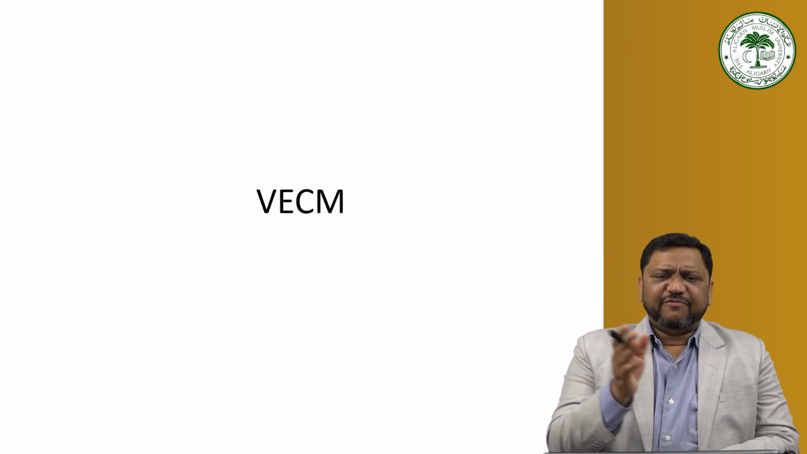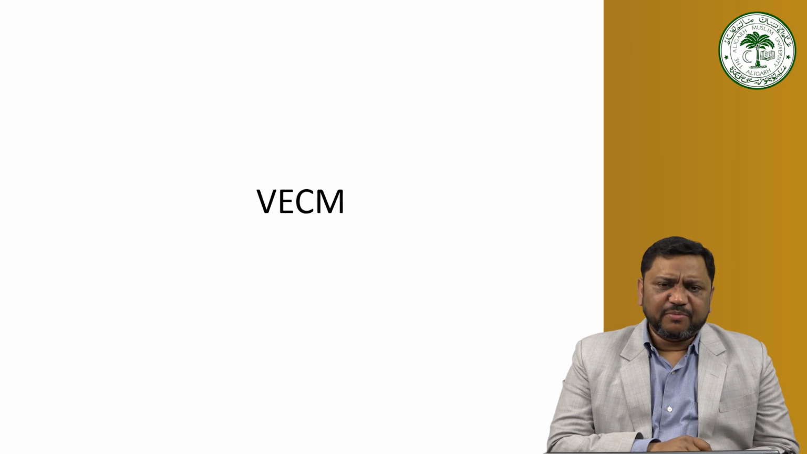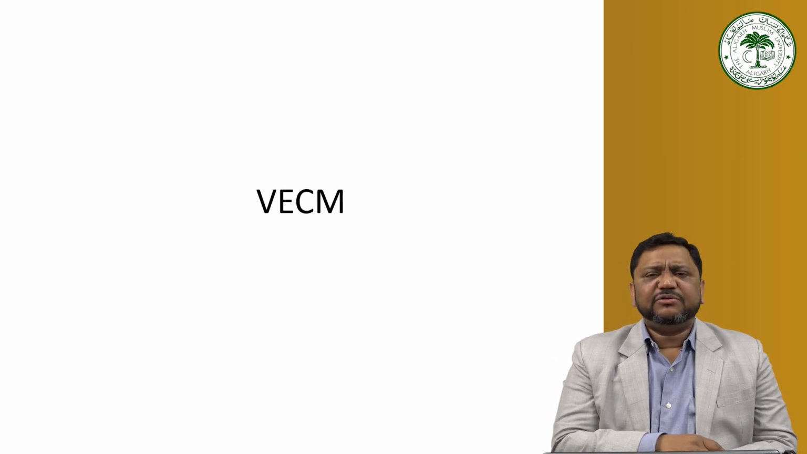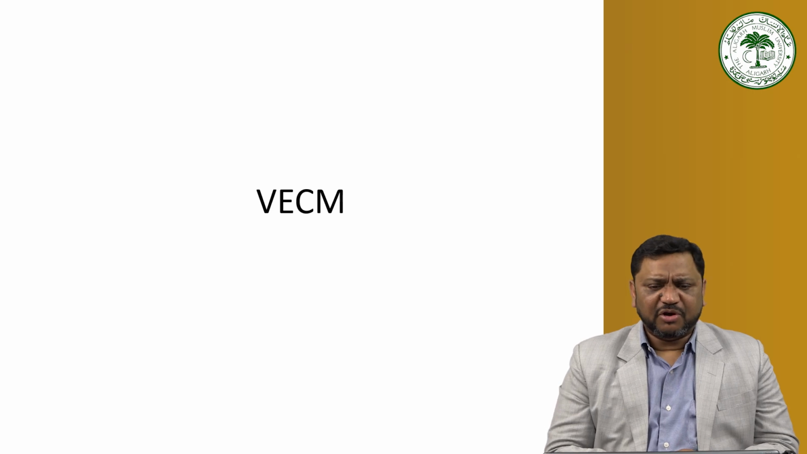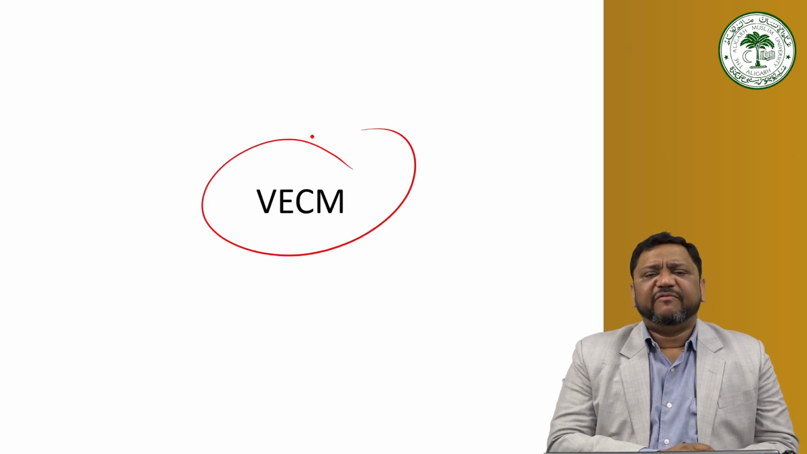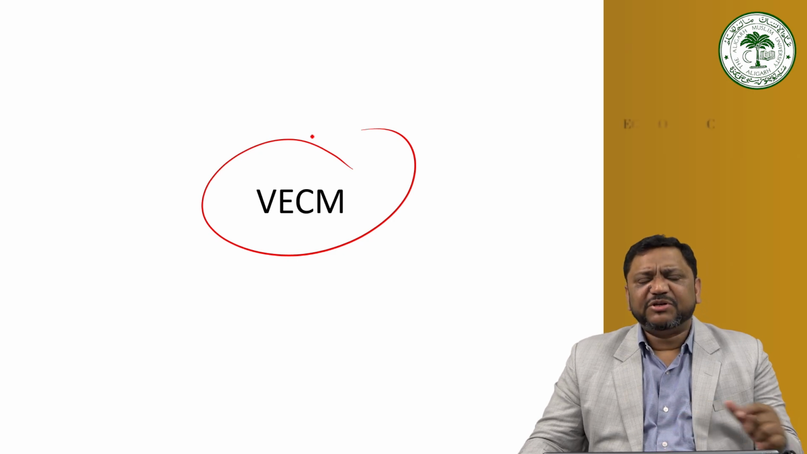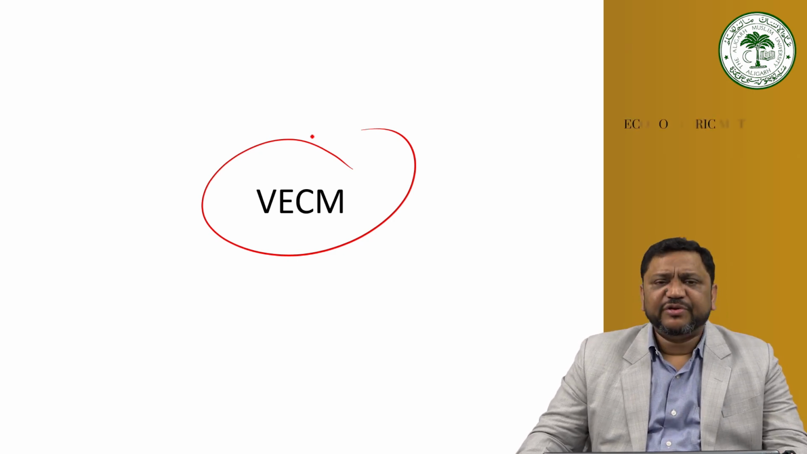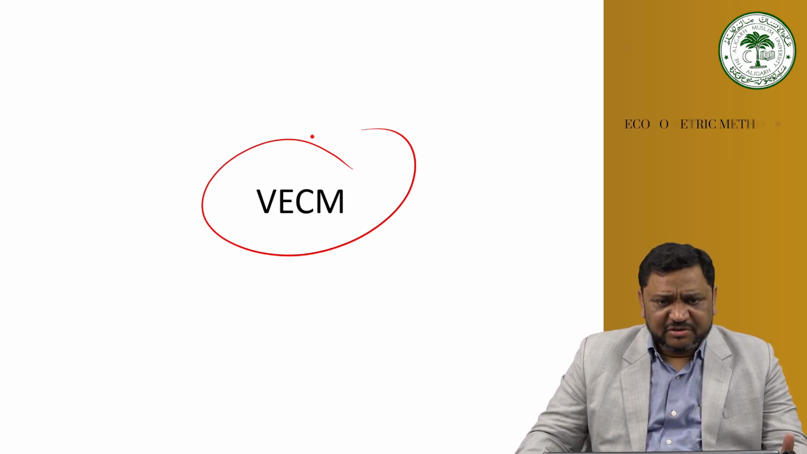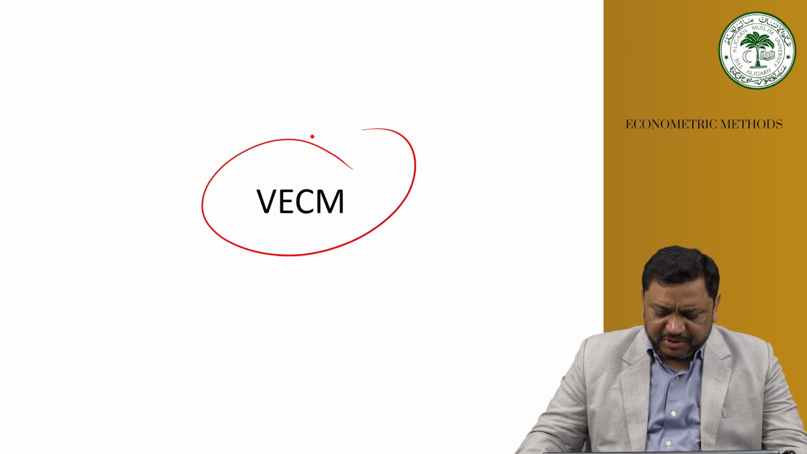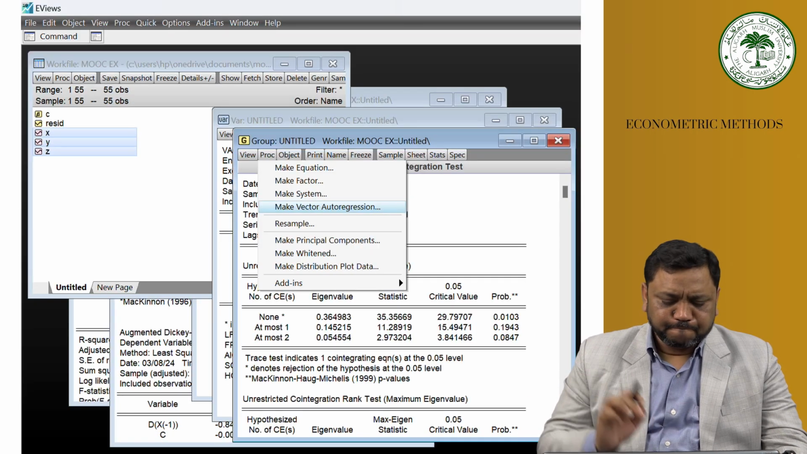So if one of the variables is deviating from the equilibrium path, is it coming back again to the equilibrium path or not? This is given by the vector error correction model. And this estimation is done once we are sure that there is a cointegrating relationship between the variables.